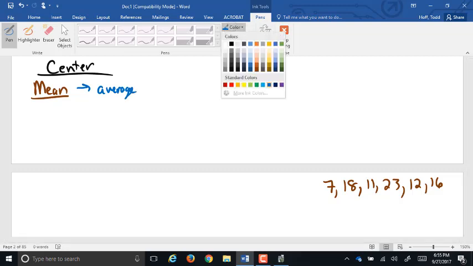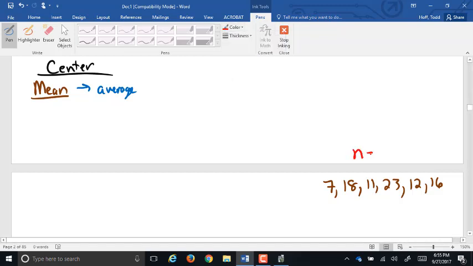We mentioned something earlier called n. What did n represent? The size of the sample. How many items are in it? So what's n for this little sample here? 6. N equals 6. There are 6 numbers in it. That little symbol that looks like a funny E is actually the Greek letter capital sigma. It means sum or add up. X means each number.